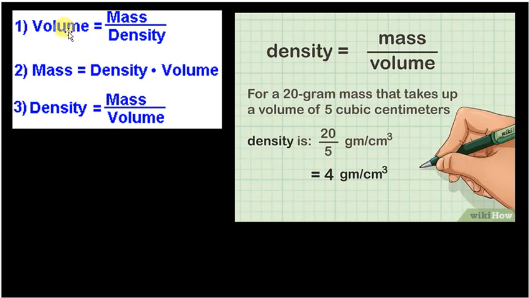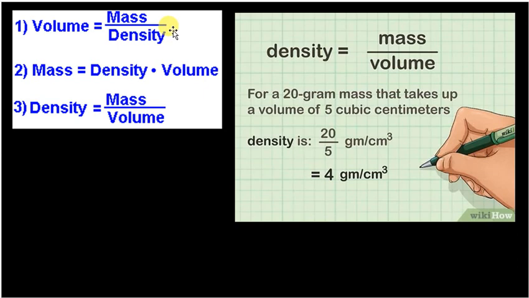Now look over here on the left. You see 3 different formulas. The formula that we just used is formula number 3. However, we can also find the volume and the mass in a similar way. So look at the first formula. Let's suppose I have the mass and I have the density. Well, then I can take mass and divide by density to find the volume.